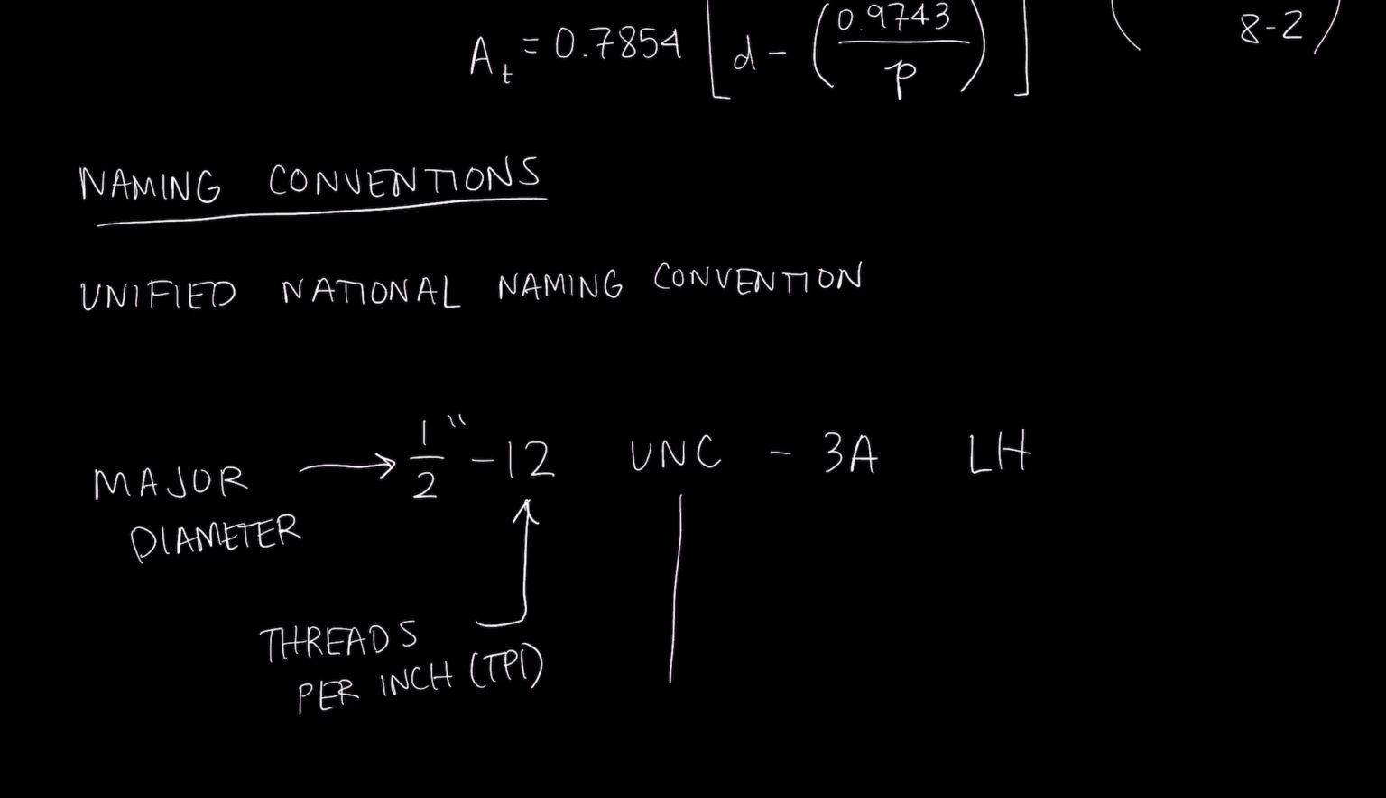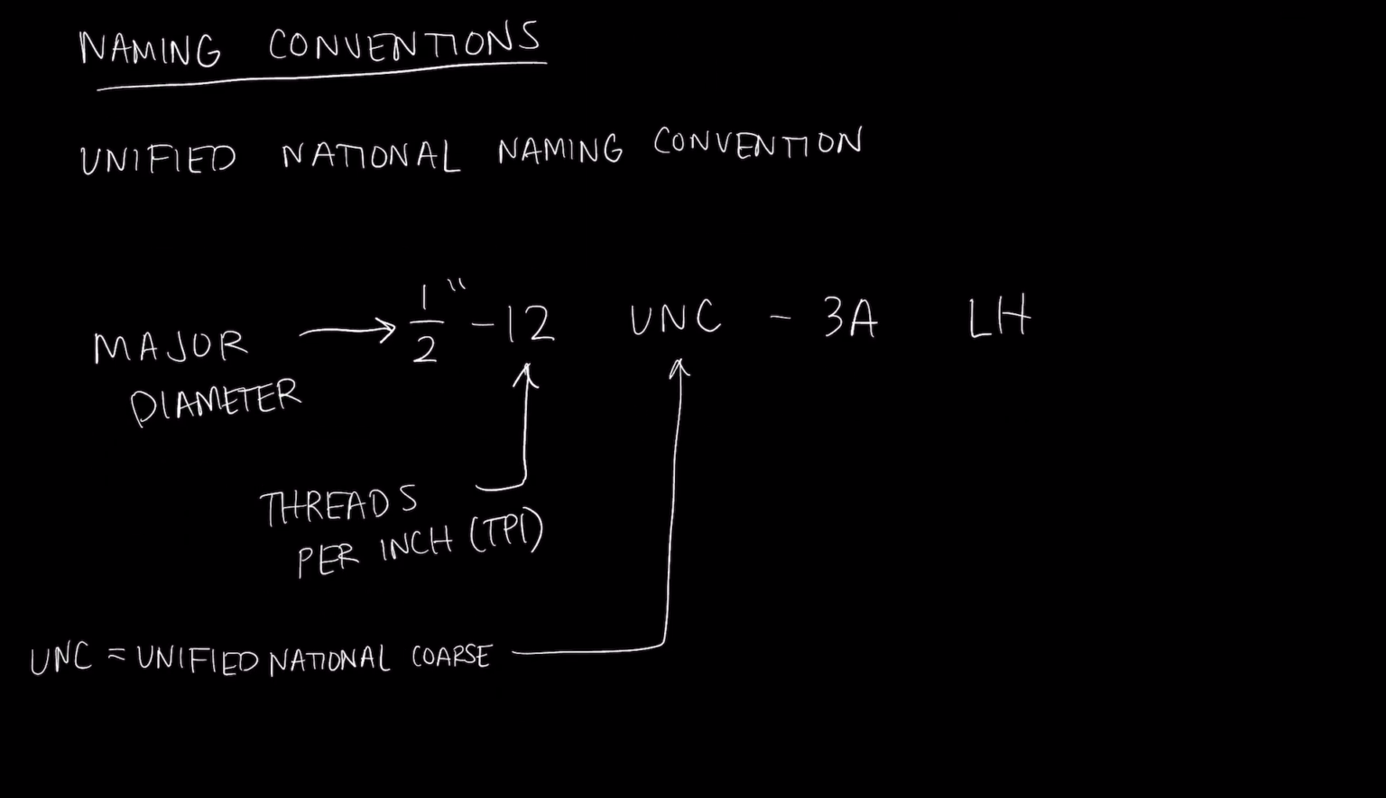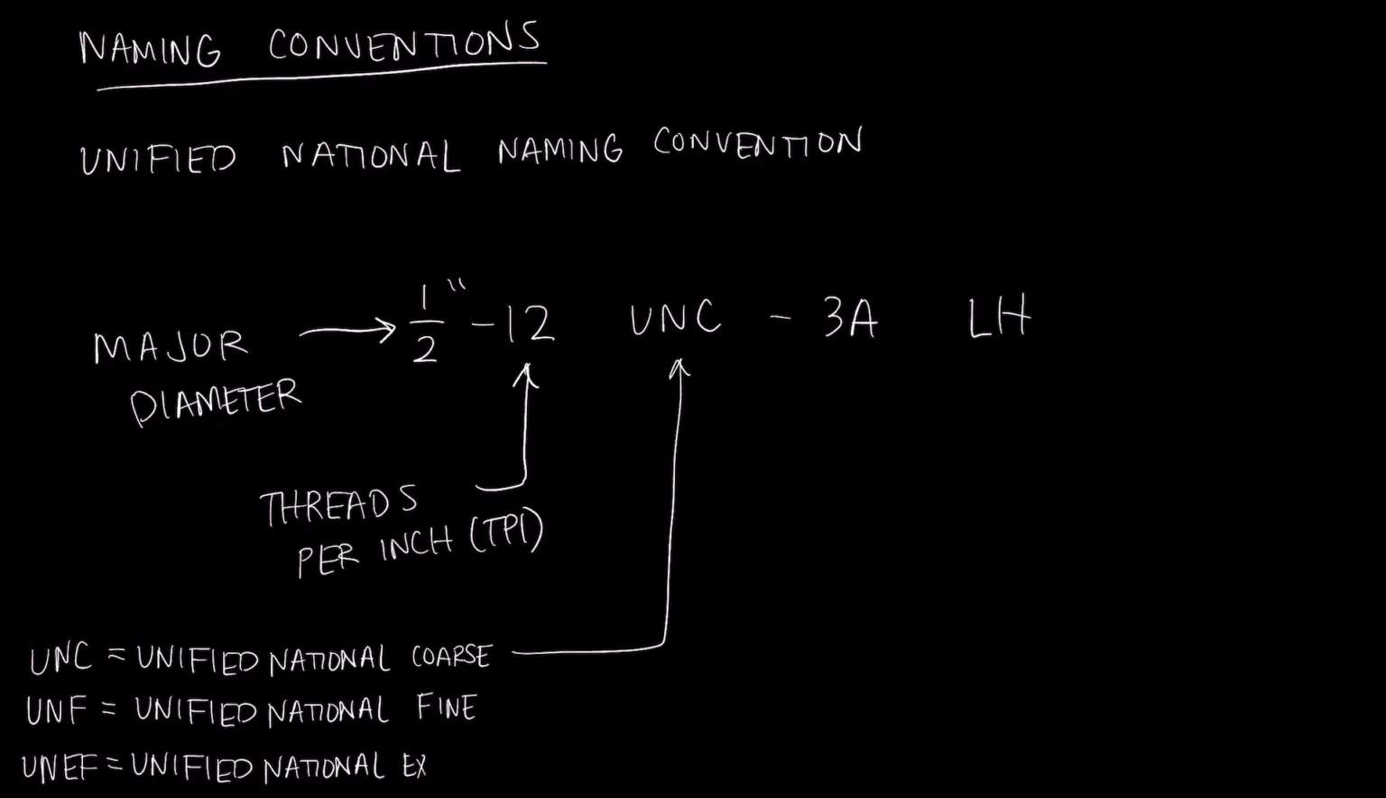UNC, this is the classification of thread. So UN, of course, means Unified National. UNC means Unified National Coarse. You may also see UNF or UNEF. F stands for fine, EF stands for extra fine. Next up, we have this 3A.